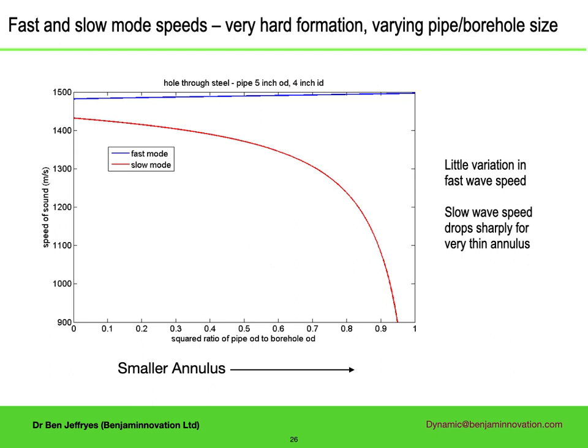These are the wave speeds for a very stiff borehole, in fact one that has been drilled in steel, with the speed plotted against a ratio that reflects the annular shape. At the left, there is a vanishingly small pipe. At the right, the annulus is vanishingly thin. The fast wave speed barely varies over the whole annular size range. In contrast, the slow wave speed drops considerably for a very thin annulus.